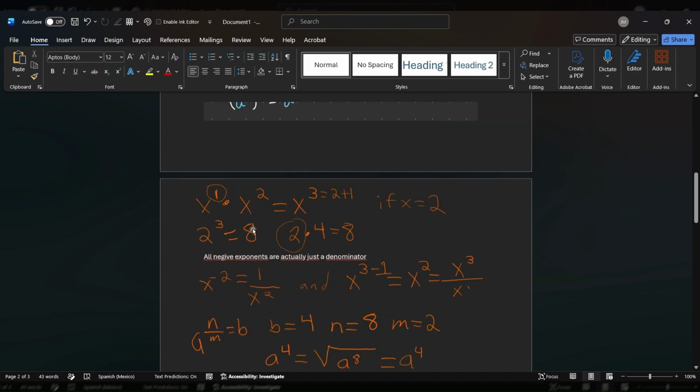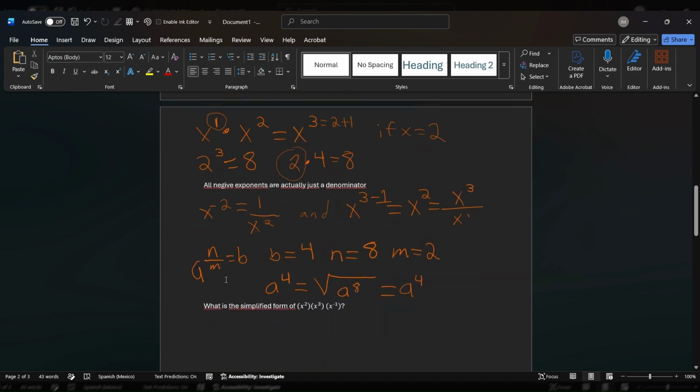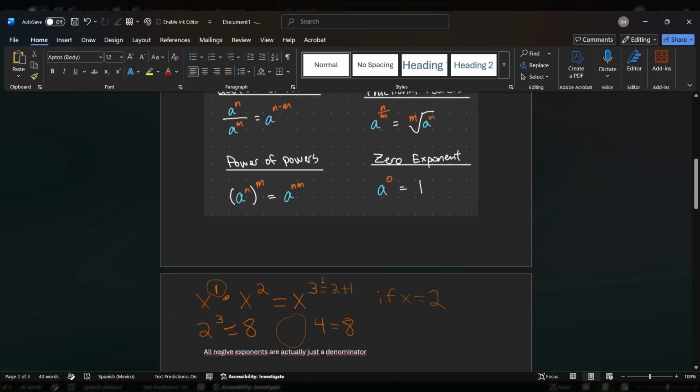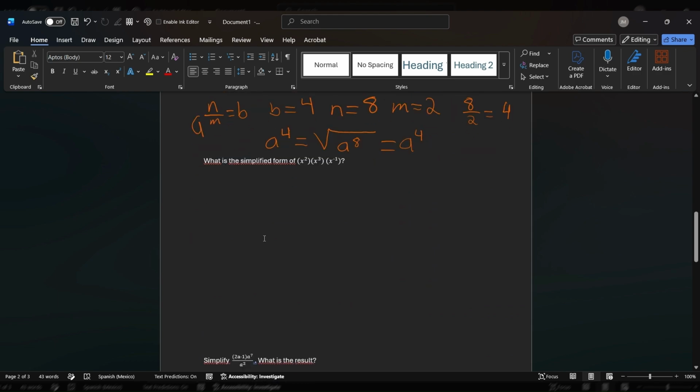It follows because n divided by m is actually the whole result of the exponent. It is the whole exponent, and it equals b. And if b is 4 and n is 8 and m is 2, it follows true because 8 divided by 2 equals 4. There you go. Okay, so yeah, let's get on with the problems.